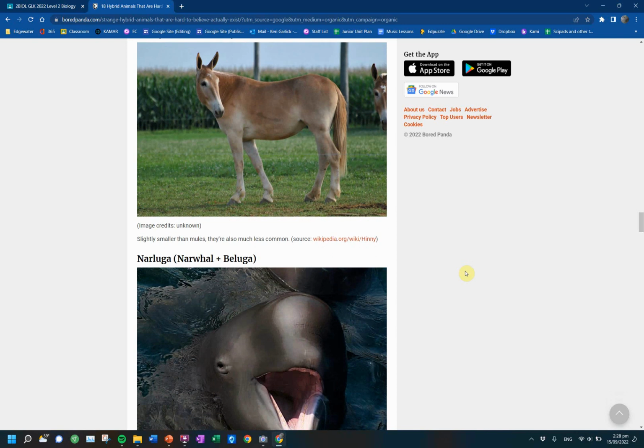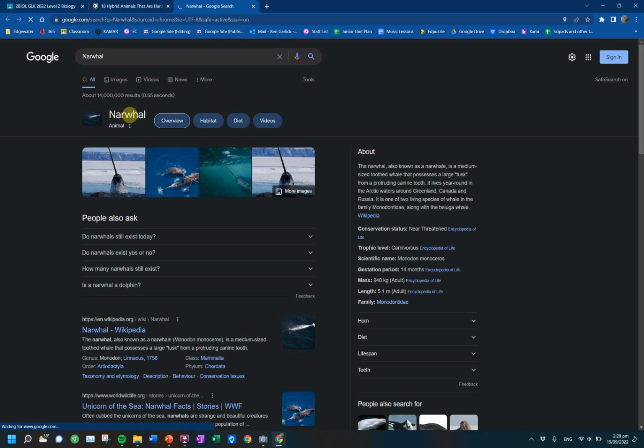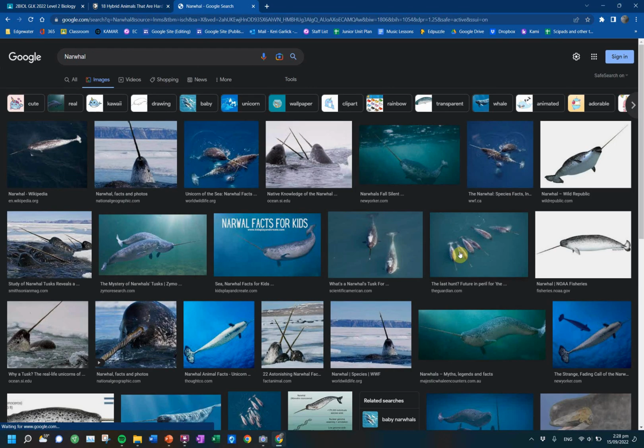This is a narluga, which is a narwhal and a beluga. Narwhals are the ones with the horns, right? Yeah. No? What did you just say? Narwhals, those are the ones with the horns, aren't they? They don't look real. My goodness. Okay.